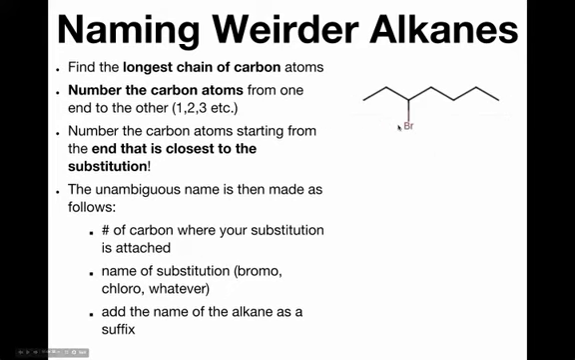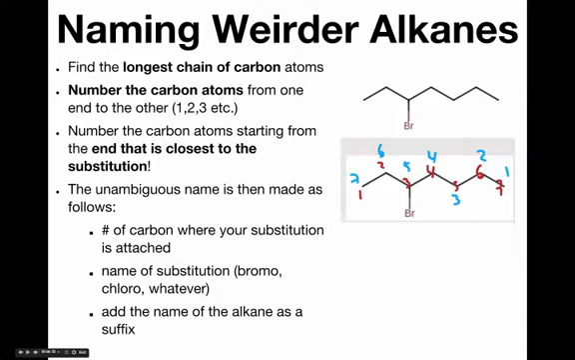So let's figure out the name of this other one here, where the bromine is a little bit further away from the edge. Same thing, we follow these rules. Find the longest chain of carbon atoms. It still has 7 carbons, so the end part of the name we already know is going to be heptane. We have to number the carbons from one end to the other, so we can either number using the red numbers, or we can number using the blue numbers, 1, 2, 3, 4, going from right to left. And we have to pick whichever numbering system gets us to the substitution fastest, whichever end is closest to the substitution. In this case, it's the red numbering system again, so we number from left to right.